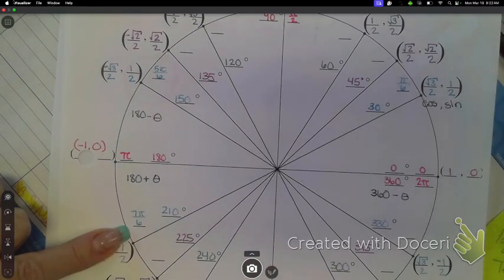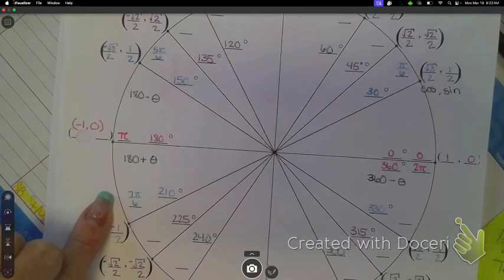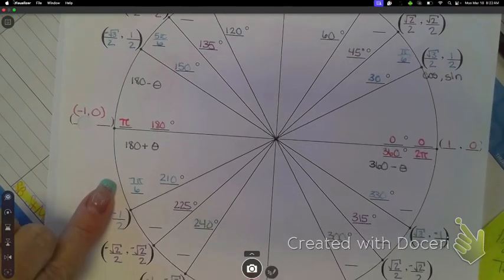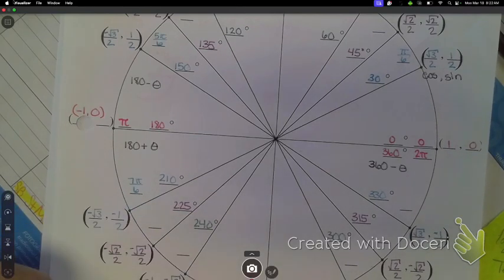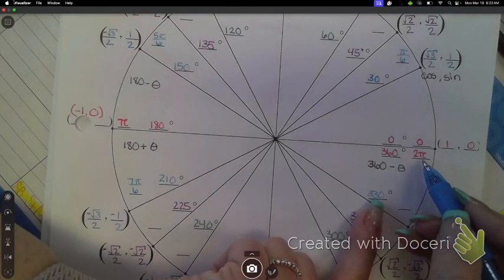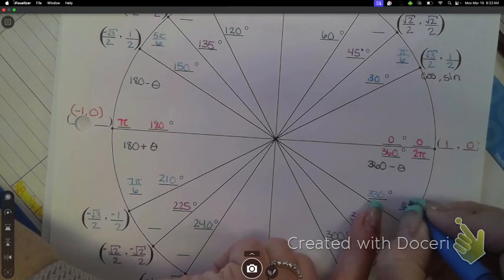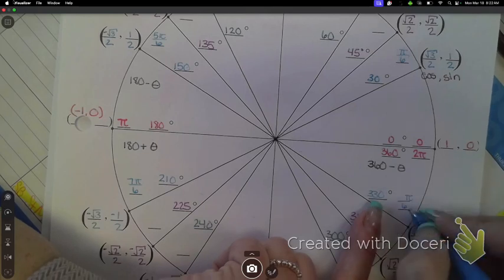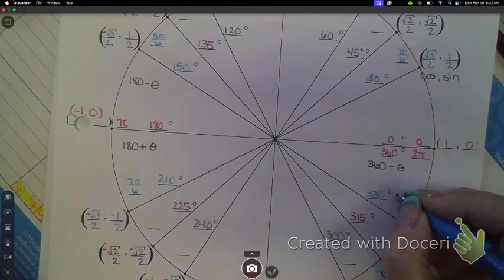So what's my 30 in the fourth quadrant? What degree is my 30 in the fourth quadrant? 330. Okay, so I'm 1 less than 2 whole pieces, and there's 6 total. So what's 1 less than 2 whole? There's 6 pieces, so 11. 11 pi over 6.